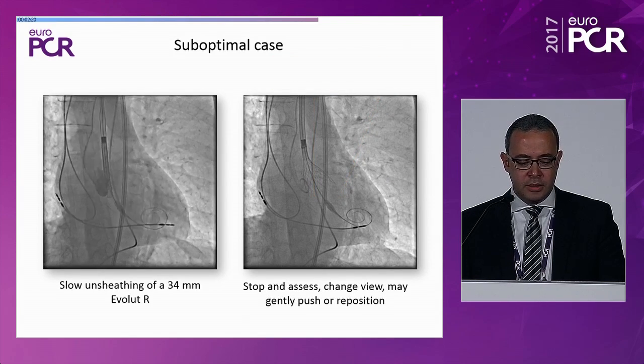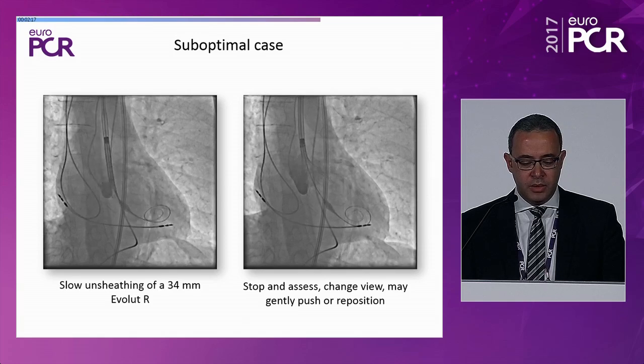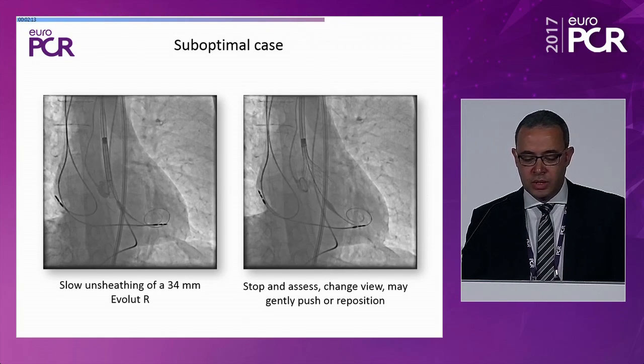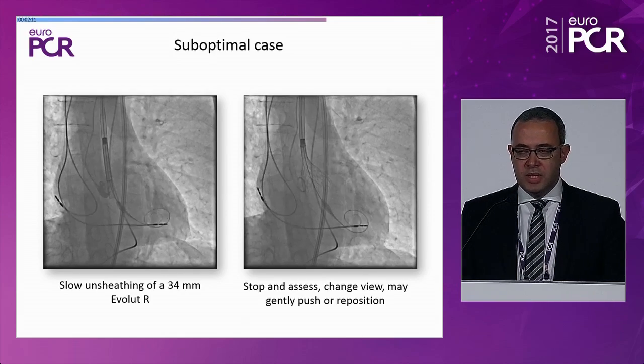So you can see here that it was decided to implant the valve, and as you might expect, you will have the valve higher on one side, on the non-coronary side usually, and deeper on the other side. This is difficult to correct.